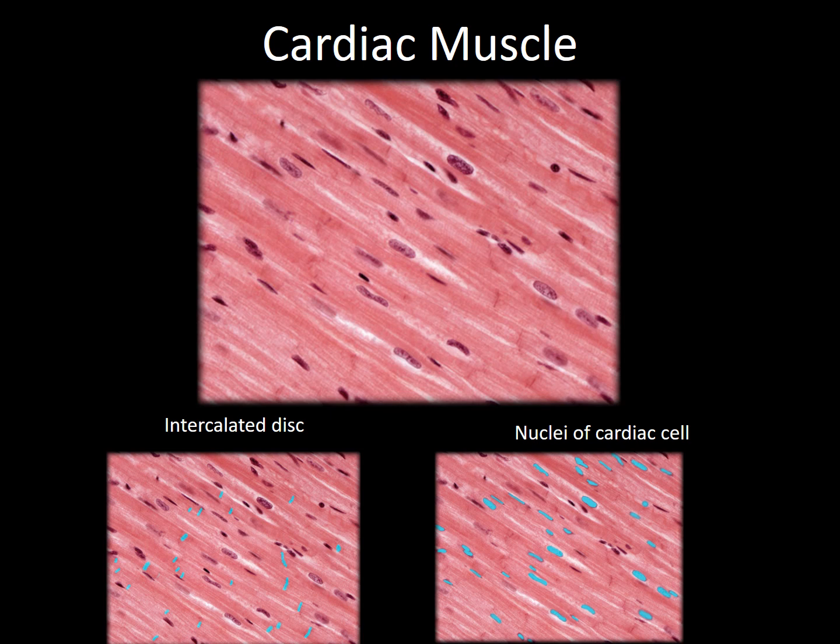So you can see the intercalated discs. They just look like little lines or seams that are connecting a branch of one cardiac muscle cell to another.